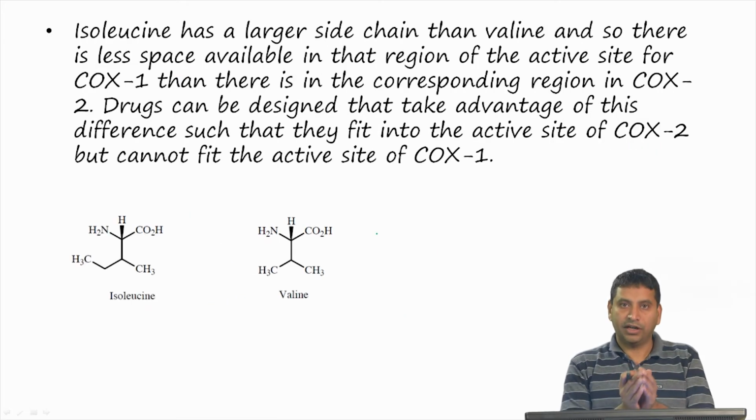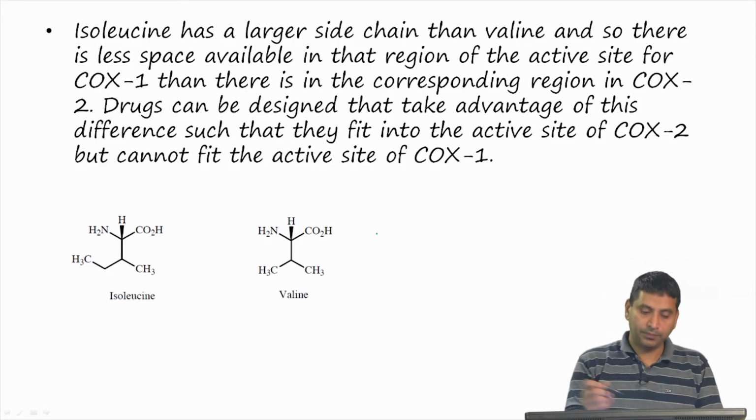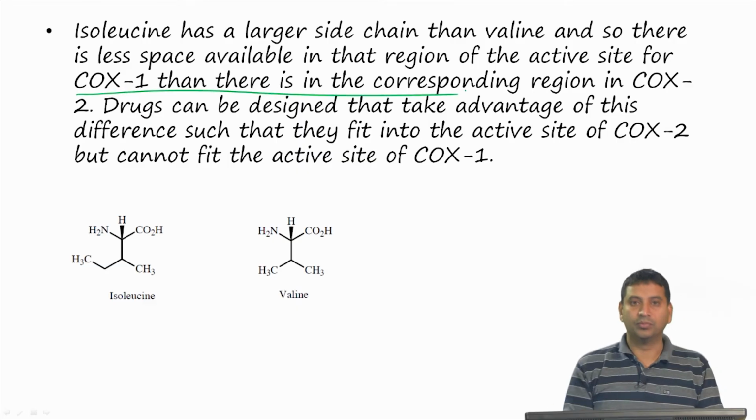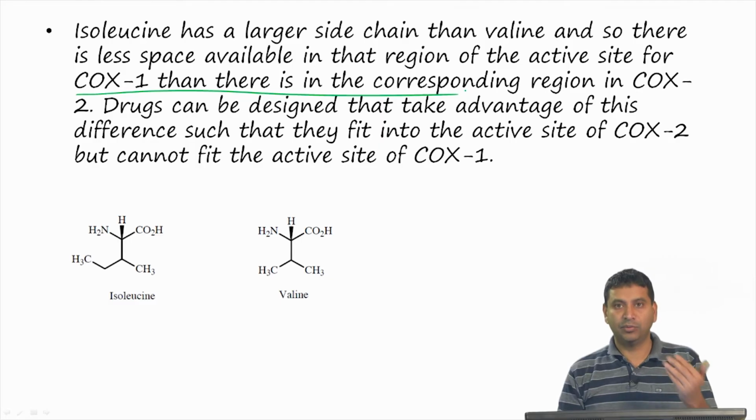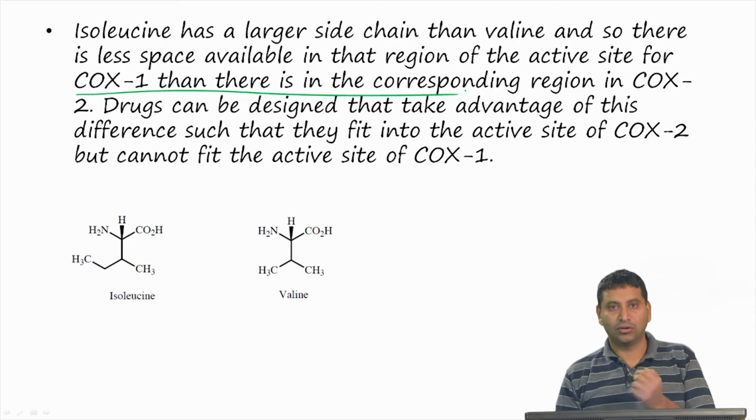Since isoleucine has a larger side chain than valine, there is less space available in that region of the active site for COX-1 than there is for COX-2. So, even this small difference can actually have a major impact, and if we can design a drug that can take advantage of this, then it is possible to design a compound that is selective to COX-2 over COX-1.